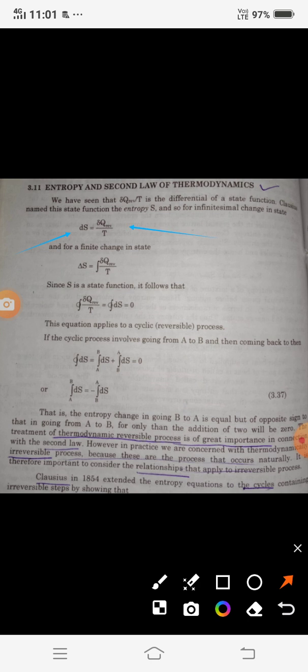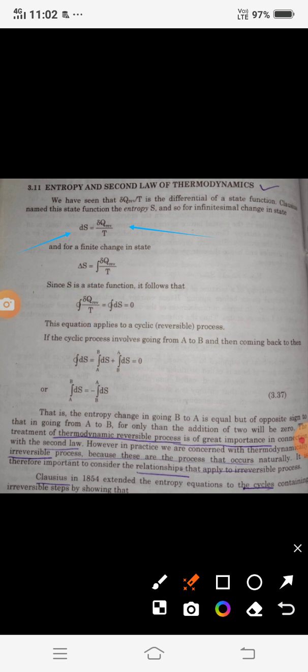So if we talk about infinitesimal entropy changes, it means that small changes are taking place, and it is shown in the form of dS. When we talk about finite, bigger changes, it is represented by delta S. As entropy is a state function, it does not depend upon the path in which the process is taking place, so the reaction can be shown in this form.